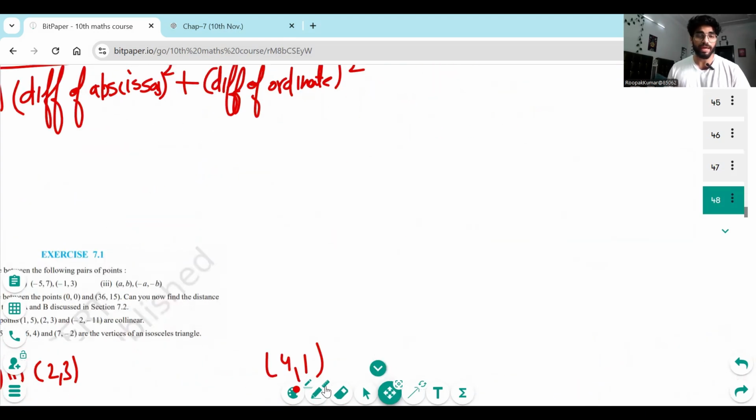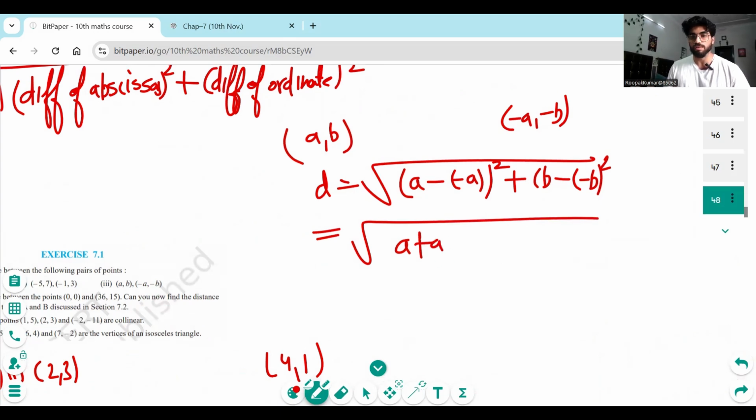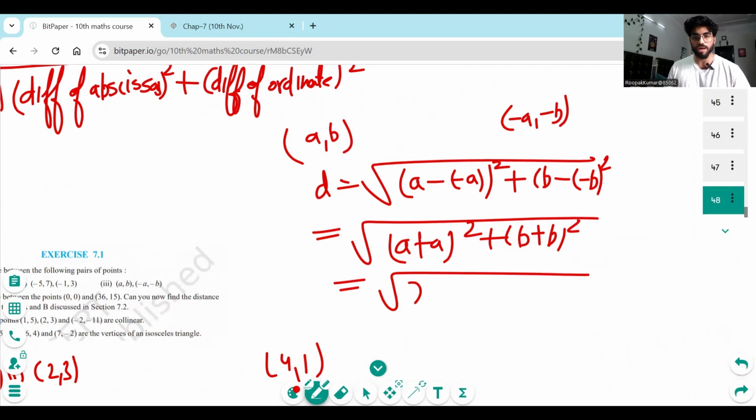Now (a, b) and (-a, b). So (a, b) and (-a, b). If you want (-a, -b), again the same thing. So x1 minus x2 or x2 minus x1, you take (a plus a) whole squared plus (b plus b) whole squared. Don't forget there are two minuses. So a plus a squared, and here it is b plus b squared. And this will be (2a) squared, and this will be (2b) squared.